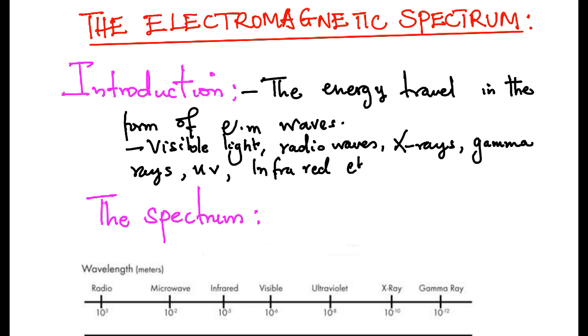These waves travel in spans which form a broad spectrum with varying frequencies and wavelengths. They range from very short gamma rays to very long radio waves. The human eye can only detect a small portion of this spectrum that we call visible light.